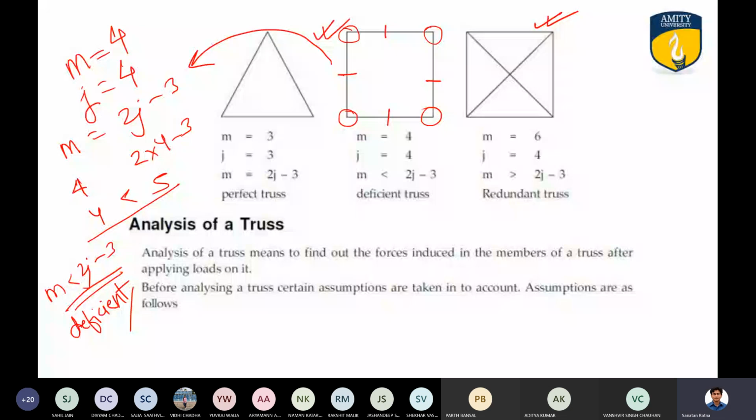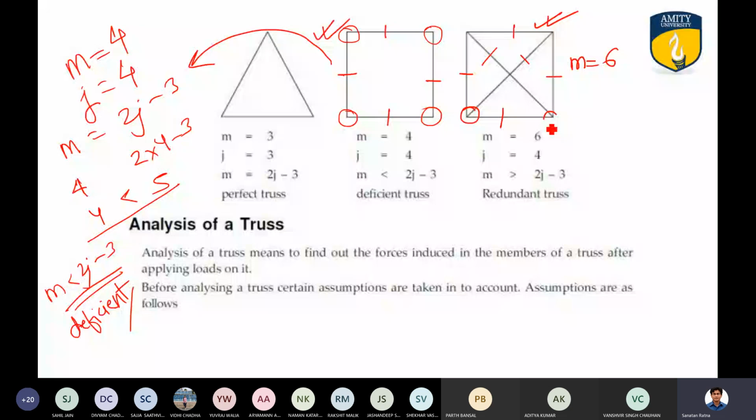Let us check. This is my member number 1, this is member number 2, 3, 4, 5 and 6. So M is equal to 6 in this case. Coming to the number of joints, 1, 2, 3, 4. J is equal to 4. Put it in the formula.